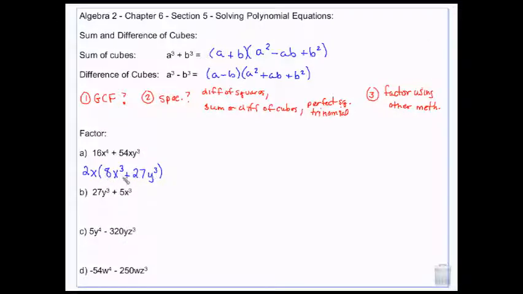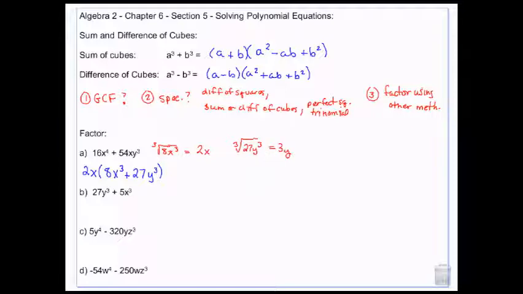They don't have anything else in common that I could factor out, but this is a perfect cube because 8 is 2 cubed and 27 is 3 cubed. So this is a perfect cube, this is a perfect cube. So what I have is a sum of cubes, right? So what I'll do is I will take the cube root of 8x to the third. The cube root of 8x to the third is 2x. And then I'll take the cube root of 27y to the third, and that's going to give me 3y.